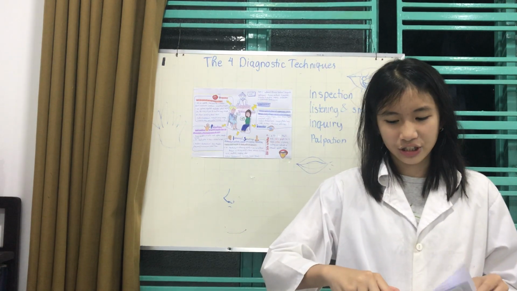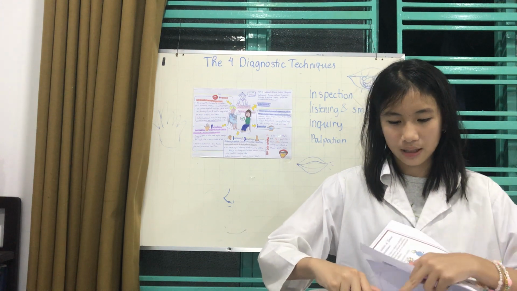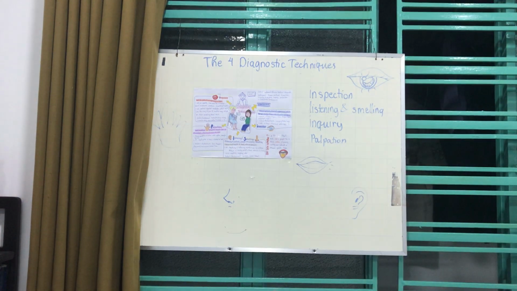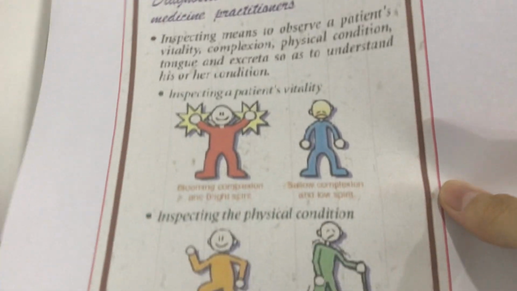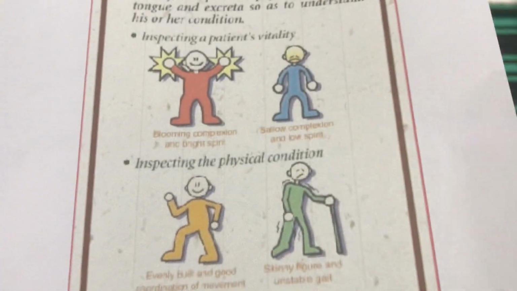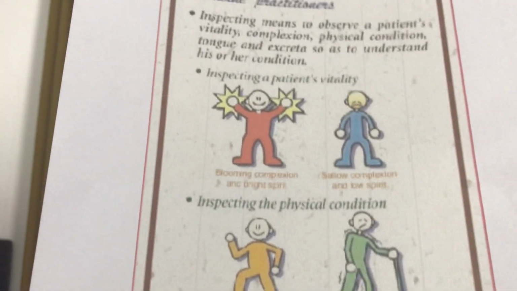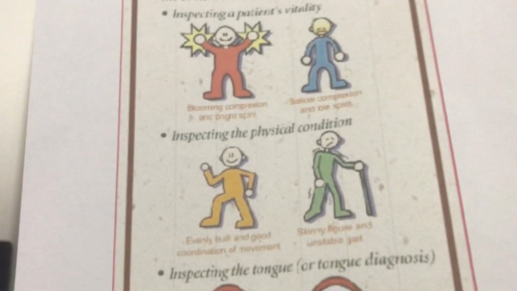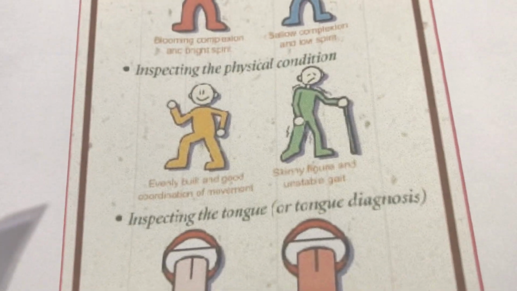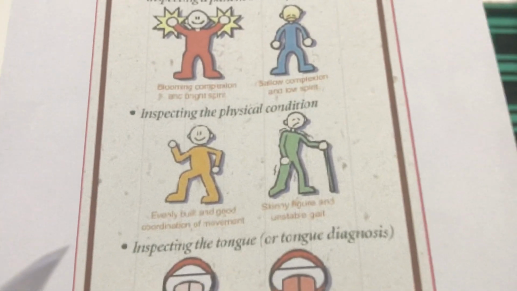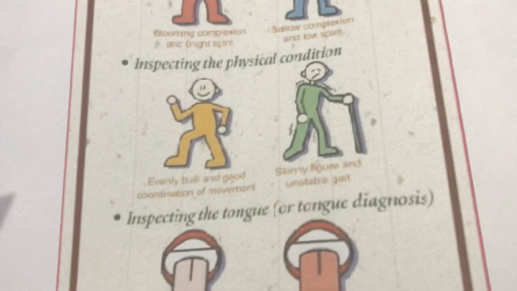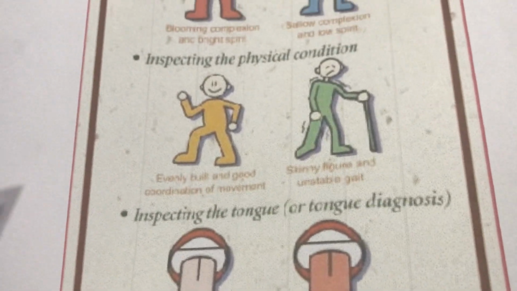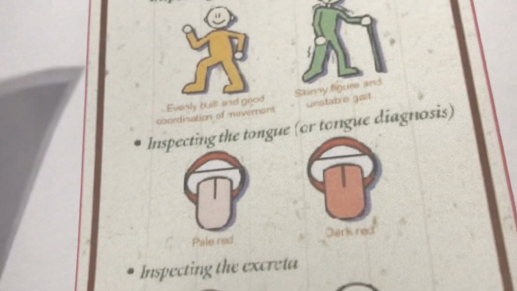Now I have some pictures to show you on this particular topic. Firstly, is inspecting. As you can see here, I printed out a photo, which is inspecting the patient's vitality. See if their complexion is bright or their complexion is sallow and low spirit. Inspecting the physical condition: are they well built with good coordination and movement, or do they have a skinny figure, and also are they shaking too much?